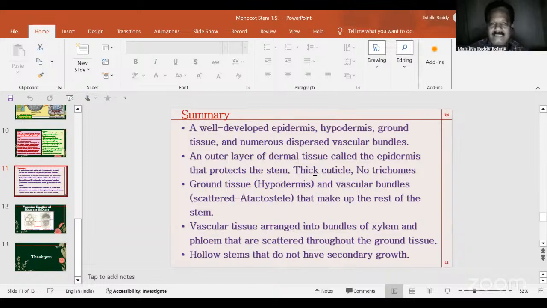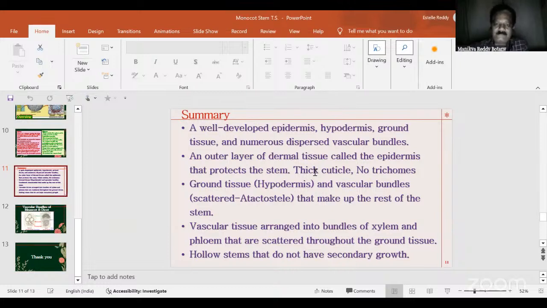The epidermis is the outermost layer. It gives protection. The external surface of the epidermis is covered with thick cuticle, and trichomes are absent here. That you need to remember. The presence of thick cuticle and absence of trichomes is the key identification feature of monocot stem.